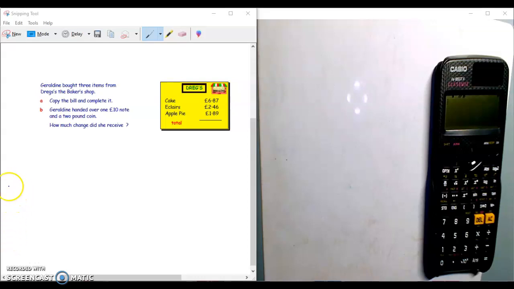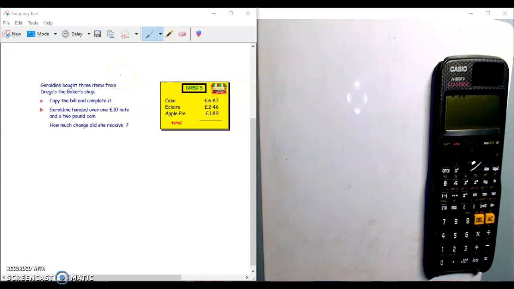Let's look at this question here. So we have Geraldine bought 3 items from Dregs, the baker's shop. We have this bill on the side, so we want to find the total cost. So let's take a look.